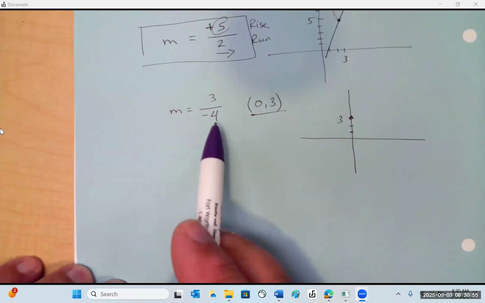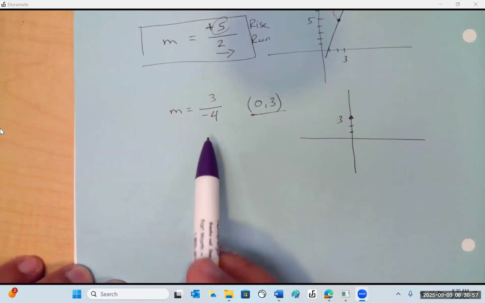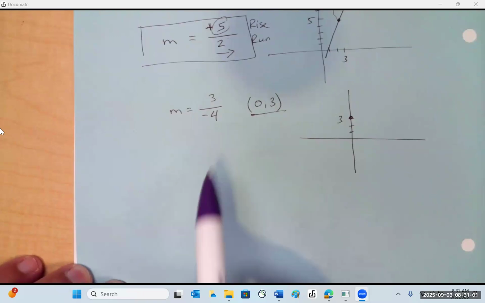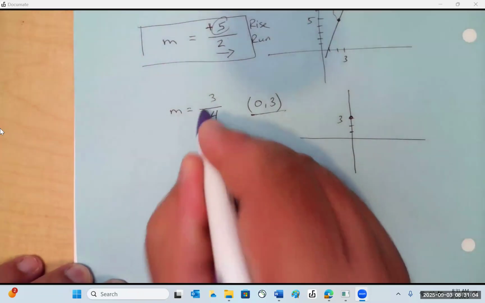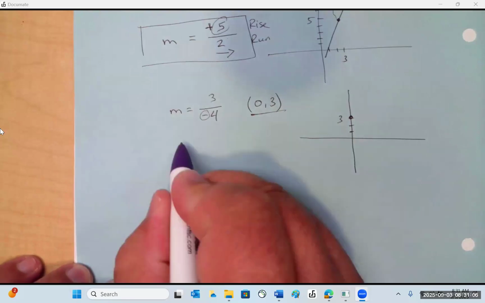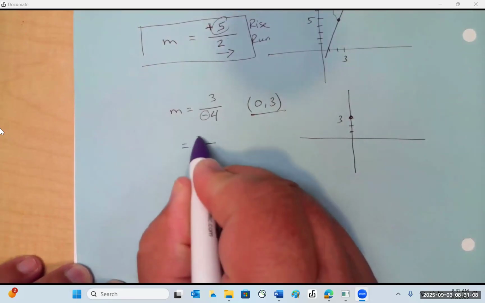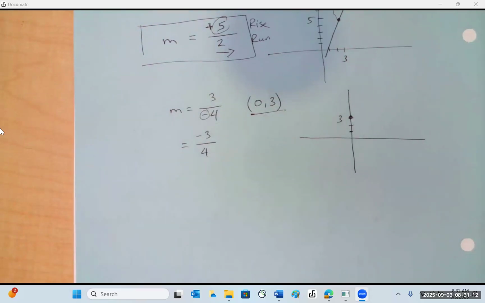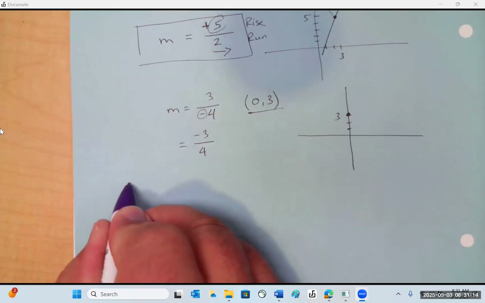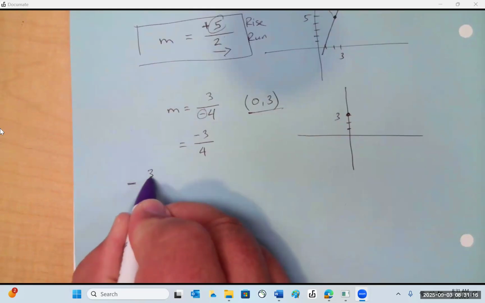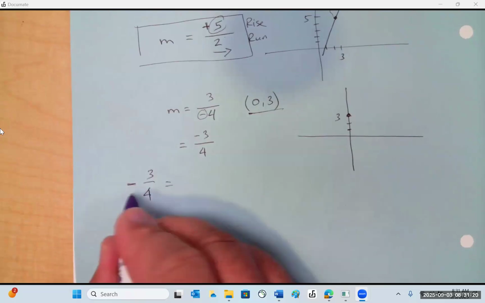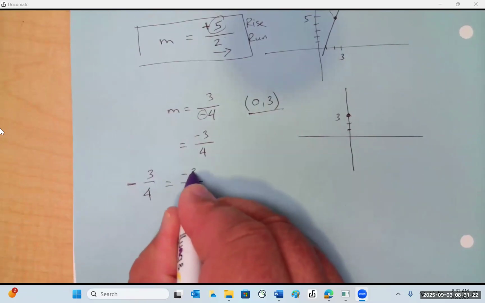Now, remember, is this a proper format for a slope? No, because you cannot have a negative on the bottom. So how do we fix that? Just move it to the top. Because if you have a negative outside of the fraction, that negative sign belongs to the top number.